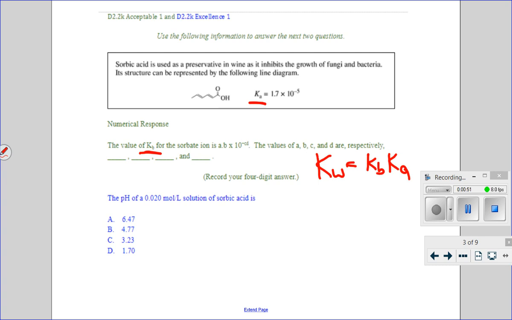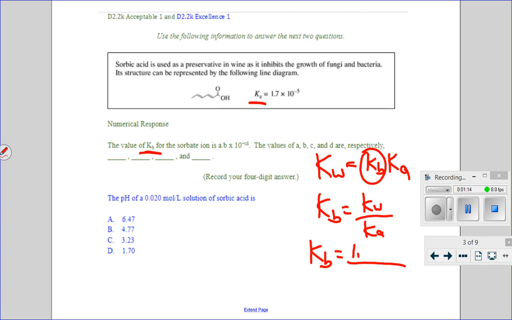And as I've mentioned, we're looking for Kb. So we're going to rearrange this formula to get Kb equals Kw over Ka. Now to solve for Kb, we're just going to fill in our pieces of information. Kw, if you don't remember off the top of your head, you can find that in your data booklet, but it is 1.00 times 10 to the negative 14. And then you're going to divide that by Ka, which was given to you in the information box. So divide it by 1.7 times 10 to the negative 5.